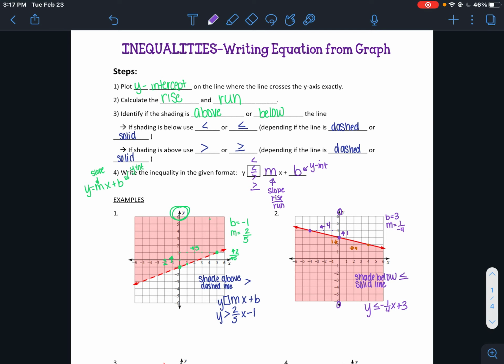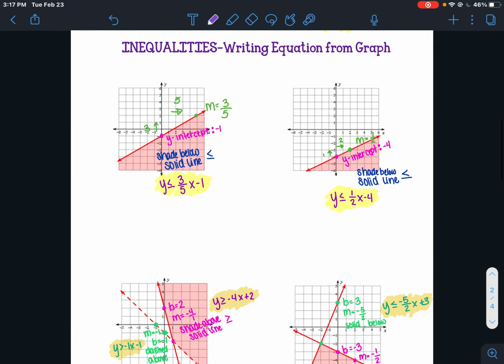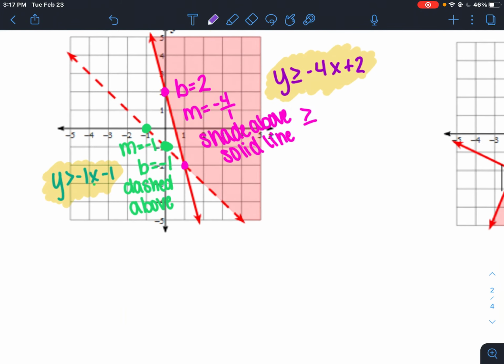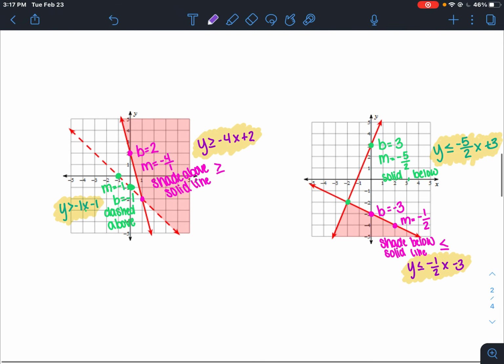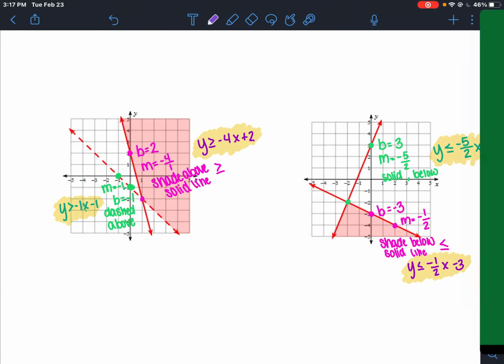Okay, so try the rest on your own. Once you get near the bottom, you have systems of inequalities. You are just going to do the same exact thing for both of your lines. So let me know if you have any questions, and I can help you out.